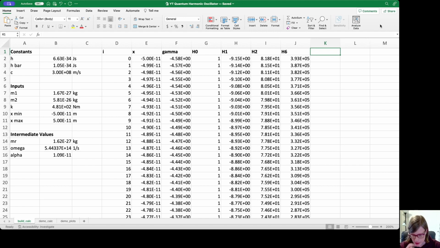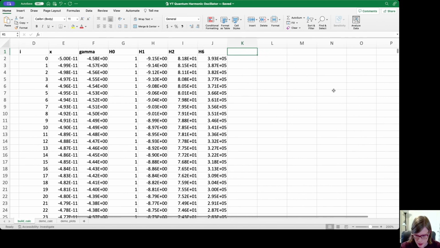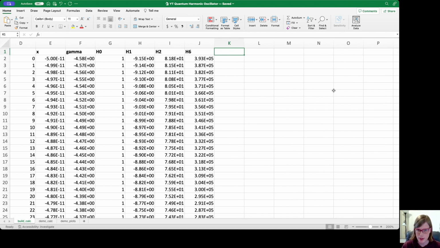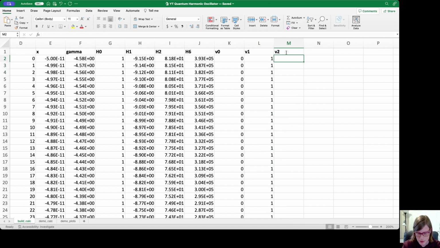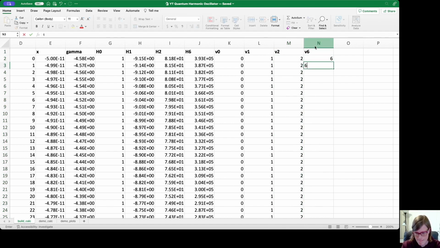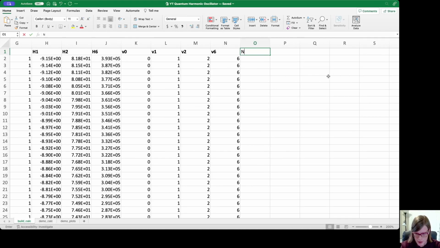So now let's define a bunch of v's. What do I mean by that? I just want columns filled with the same quantum number in each one. V0, for example, guess what? Zeros. V1, same deal. V2, same thing. And V6, same thing.